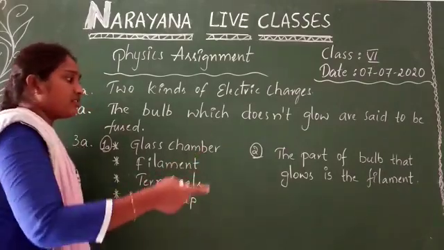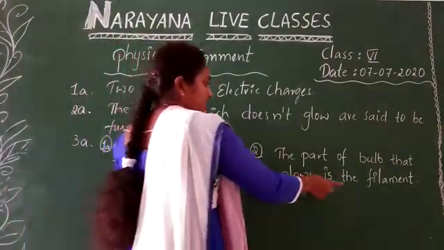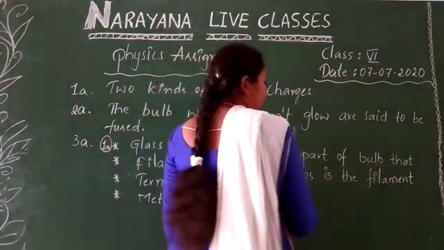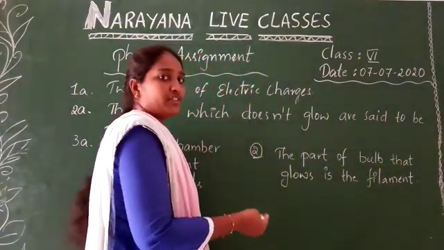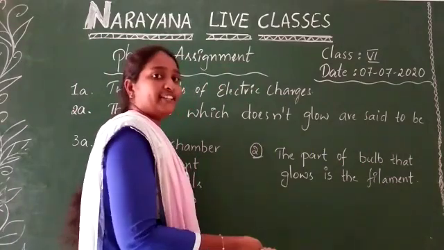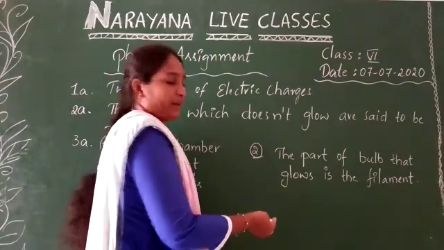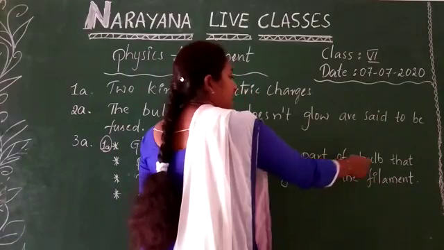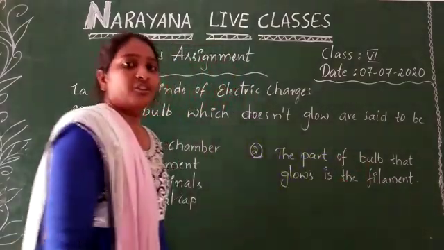And the next question is what is a filament? The part of a bulb that glows. The part which takes a vital role in making the bulb glow is called the filament.